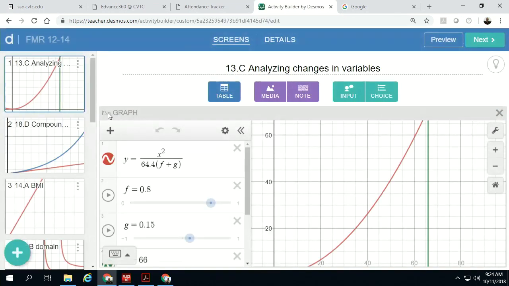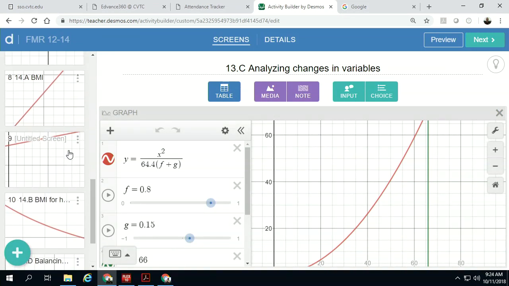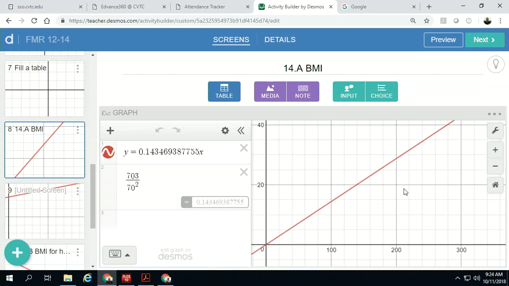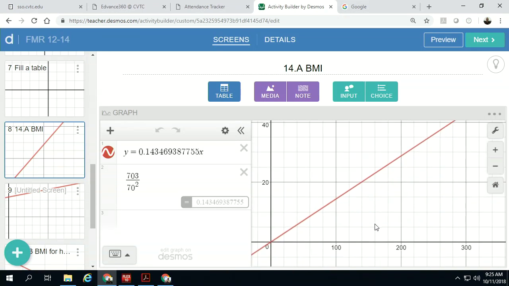So let's go through making the table again like we did last time. 14a BMI. If you notice here, we put in the formula y equals 0.143x, and one way you can do it is to see what you would have for a BMI given a certain weight. For example, if the weight is 100, the BMI will be about 15.